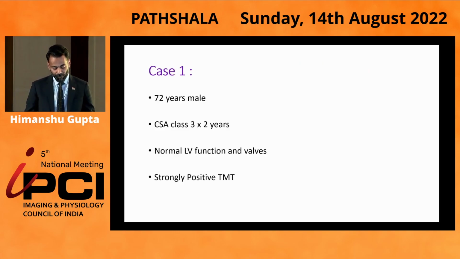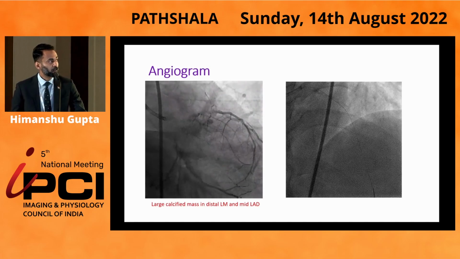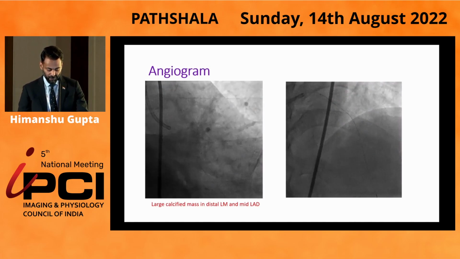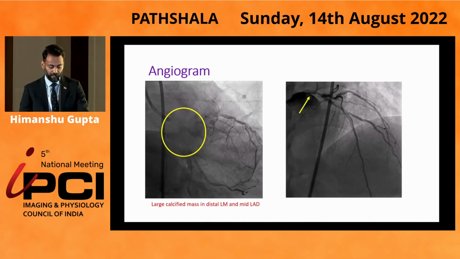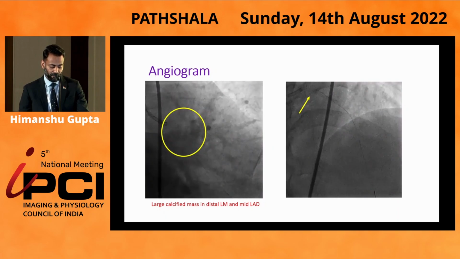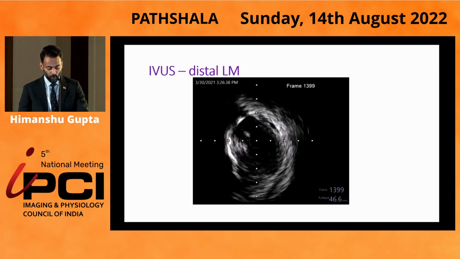Very briefly, case 1 is a 72-year-old male presenting with stable angina and normal ejection fraction. You look at this distal left main, you see a very hazy picture in the distal left main, which is somewhat more clear in the cranial projection, that there is something bad in the distal left main and in the mid LAD. You put an IVUS probe down and you see there is a large calcified nodule which is almost occlusive in the whole of the distal left main.